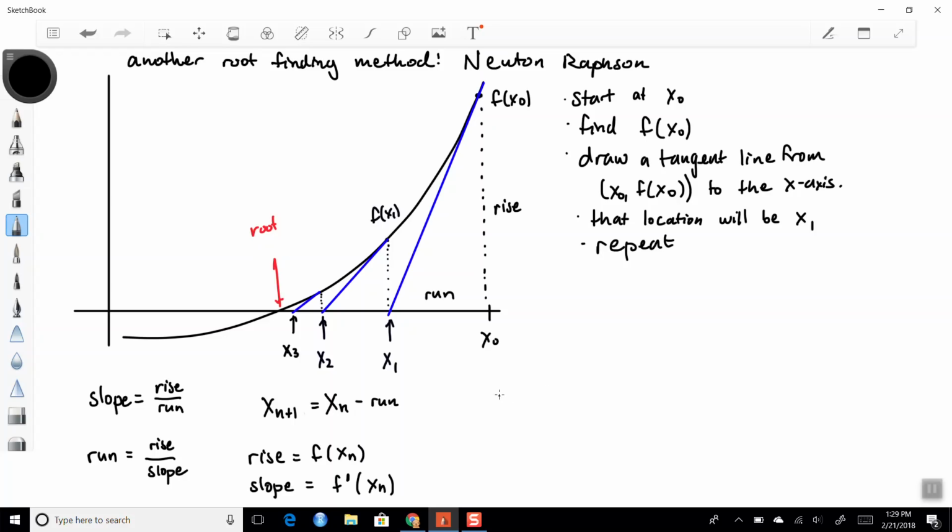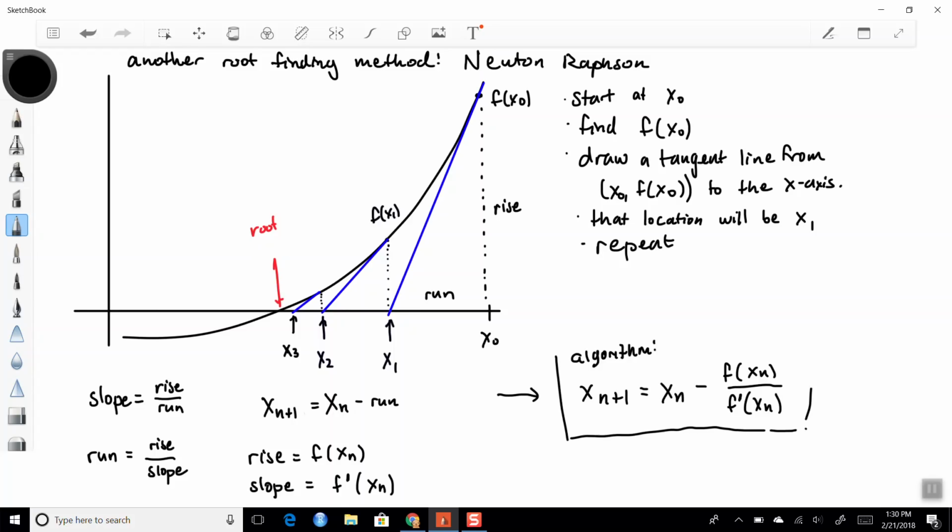Okay, so the general algorithm is just this. x sub n plus 1 is equal to x sub n minus the run, which is the rise divided by the slope. f at x sub n divided by f prime at x sub n. So given your value x sub n, you'll need f, and you'll need f prime of x sub n, and that will give you your next value.